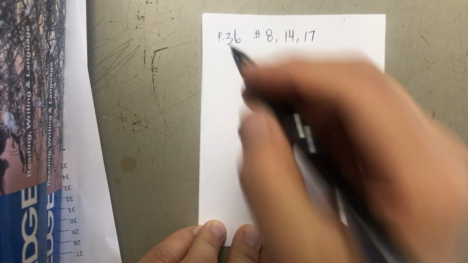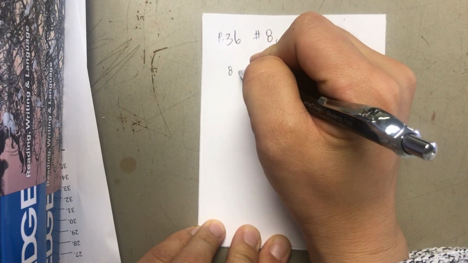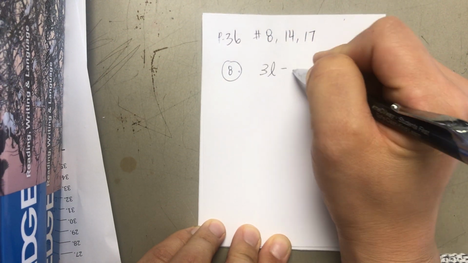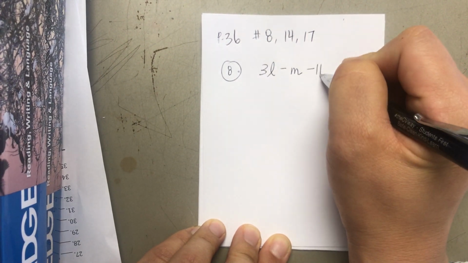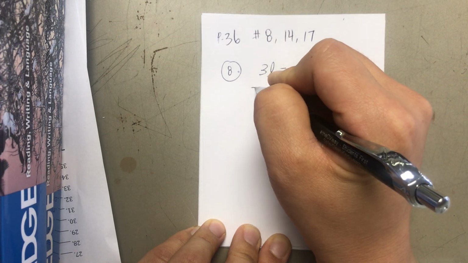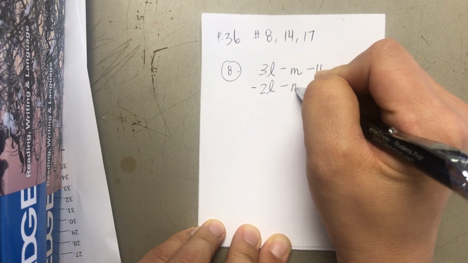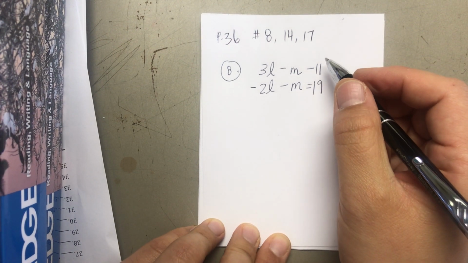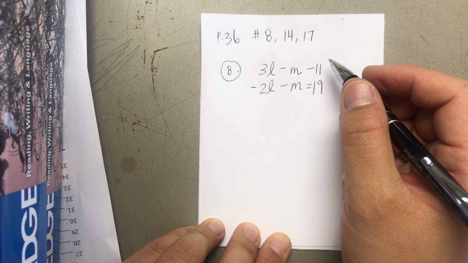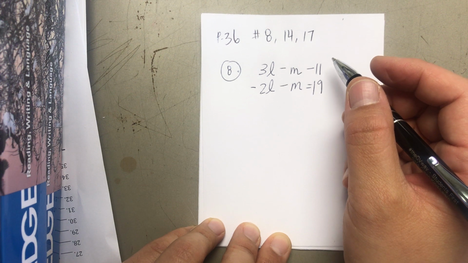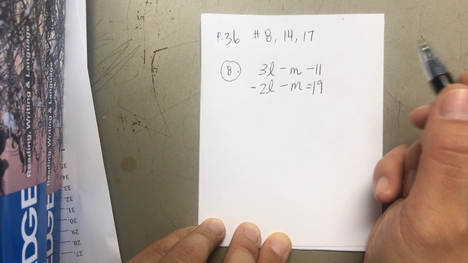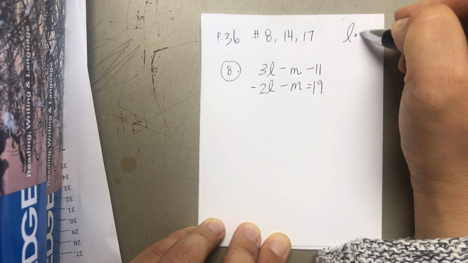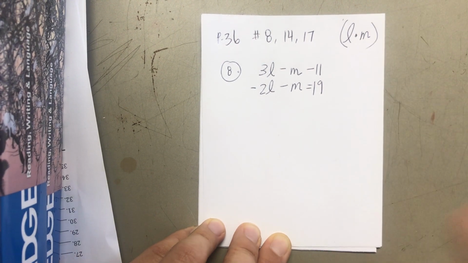For page 36, we're going to start with number 8. For number 8, they give you 3L minus M equals negative 11, and then they give you negative 2L minus M equals 19. So we know that these are simultaneous equations. It says based on the system of equations above, what is the value of the product? So remember, the product is L times M.